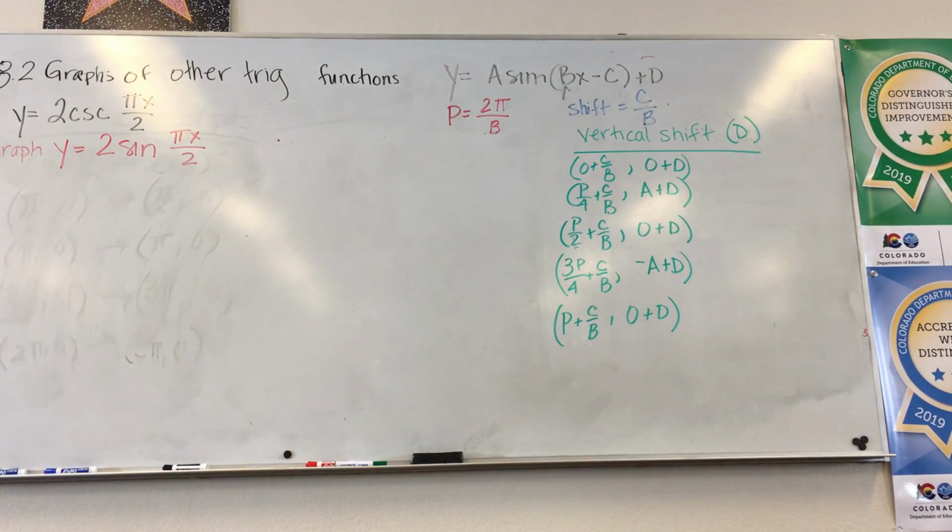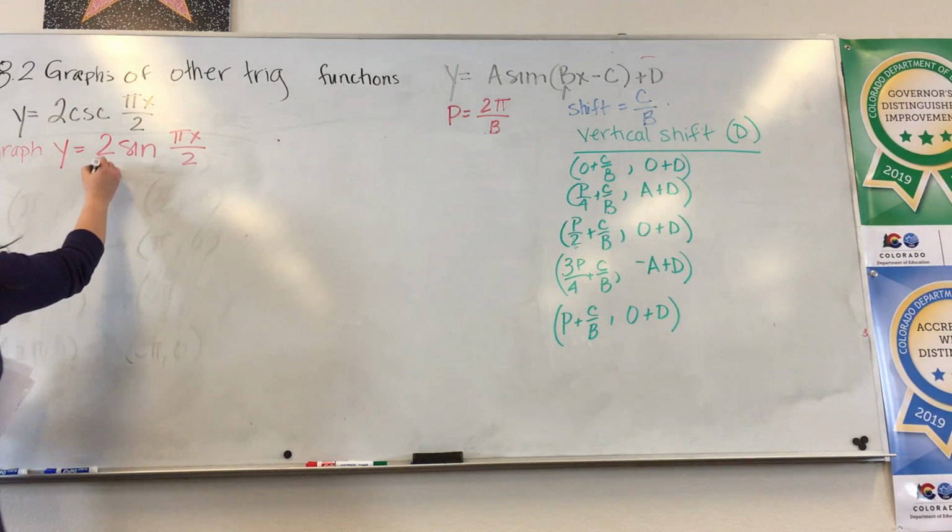You're actually gonna graph y equals 2 times the sine of pi x over 2. You just change the cosecant to the sine. We're gonna graph that first.